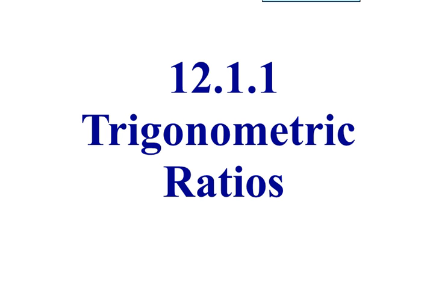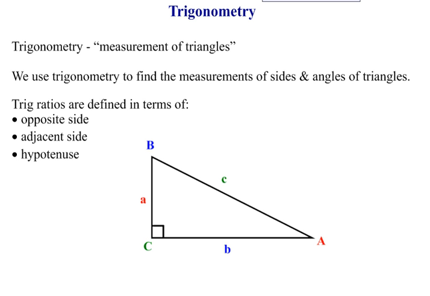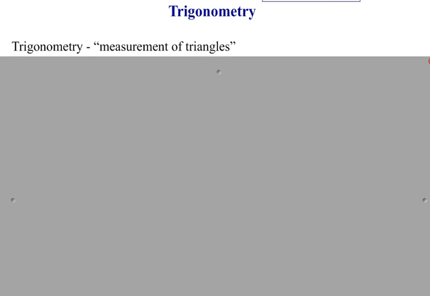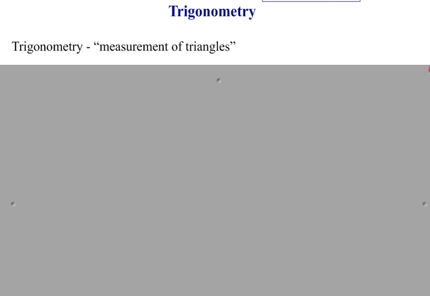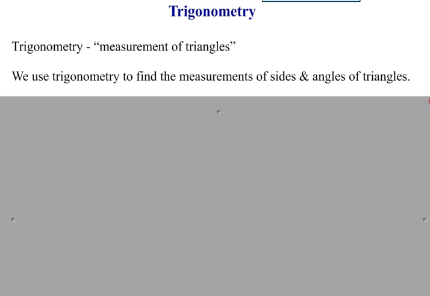All right, so section 12.1.1 is trigonometric ratios. We're going to start with some fundamental understandings. First of all, the word trigonometry simply means measurement of triangles. A lot of people get intimidated by the word trigonometry. It sounds hard. It's really not that hard. It's simply the measurement of triangles. We use trigonometry to find the measurements of sides and angles of triangles.